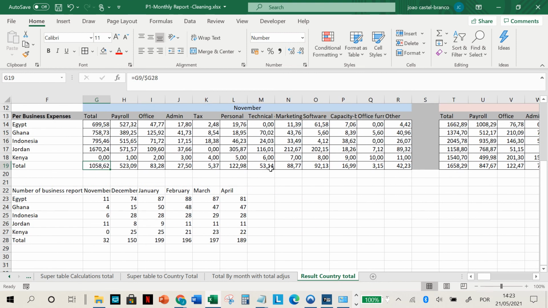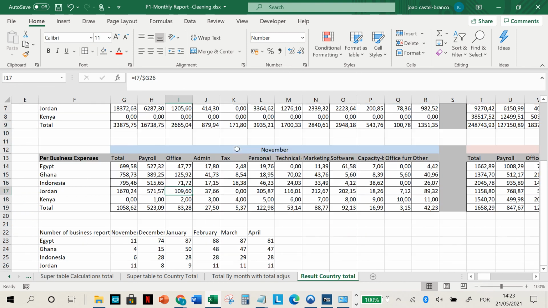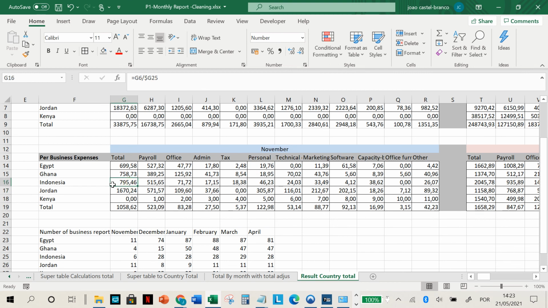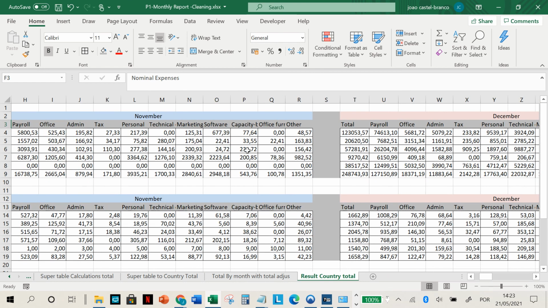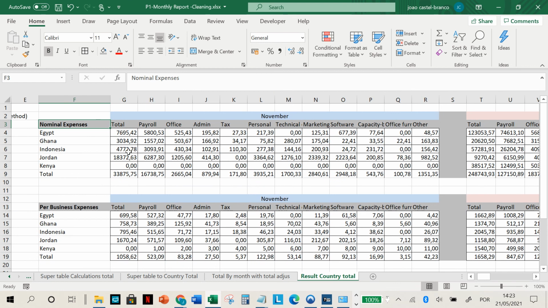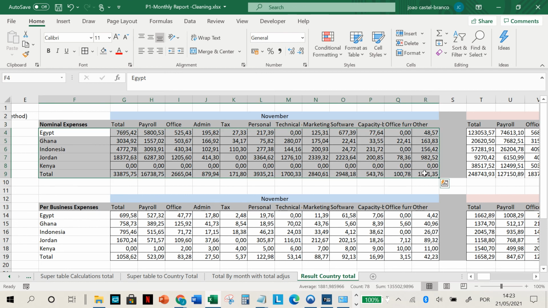So this is the prepared version per business. The expense per business is the nominal amount, so it's not an average per business. So that's it. This is prepared to enter into the reports in a very easy way. If we want the total in November, this is the table that we use. So it is pretty much prepared.